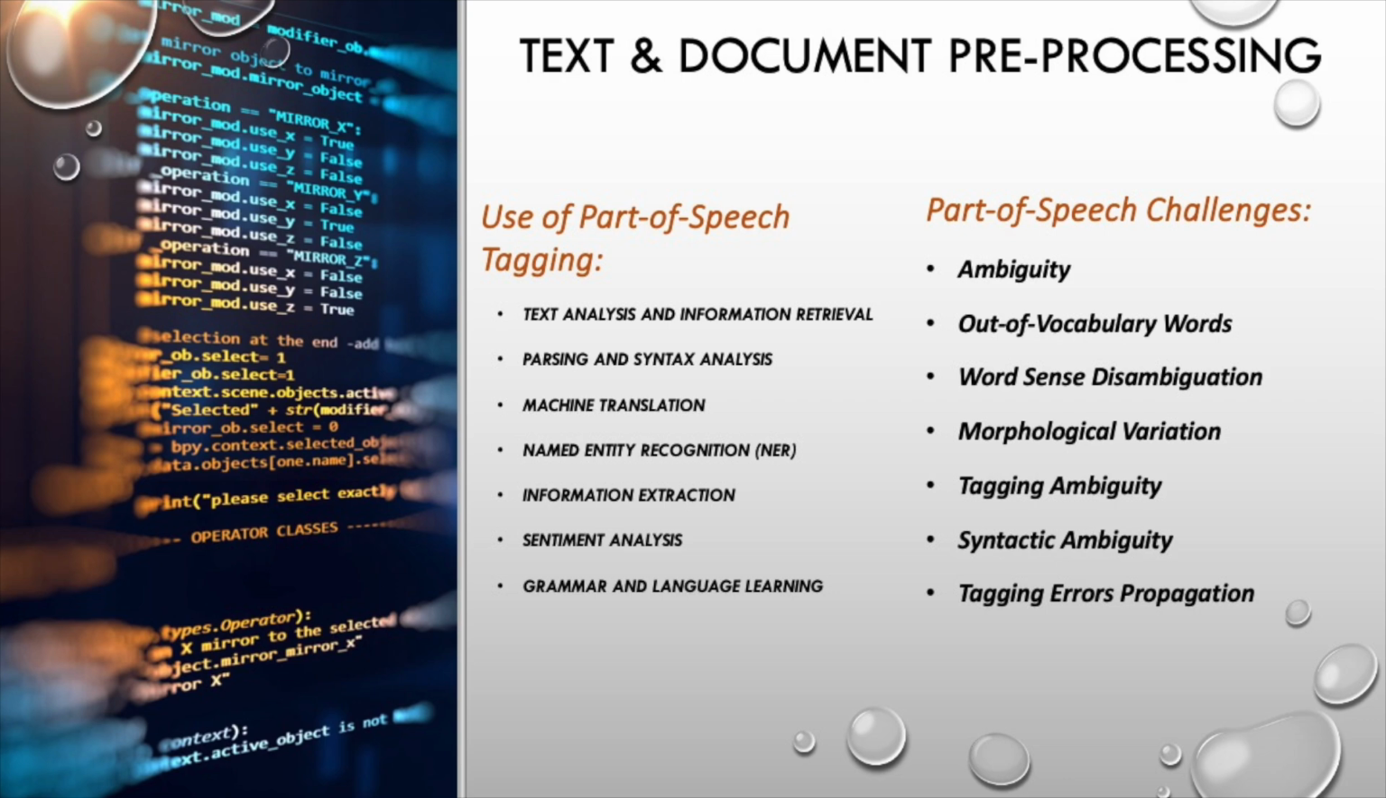Syntactic ambiguity. Certain sentences or phrases can be syntactically ambiguous, making it difficult to determine the correct POS tags. For instance, in the sentence "time flies like an arrow," flies can be either a noun or a verb, leading to different interpretations.